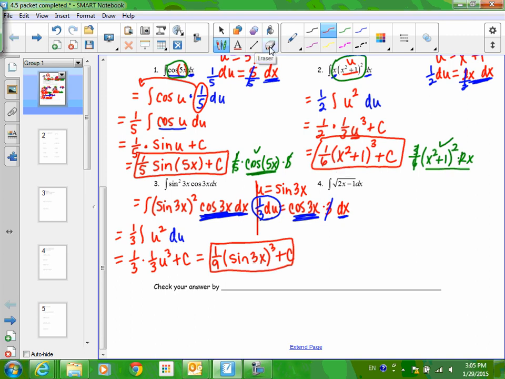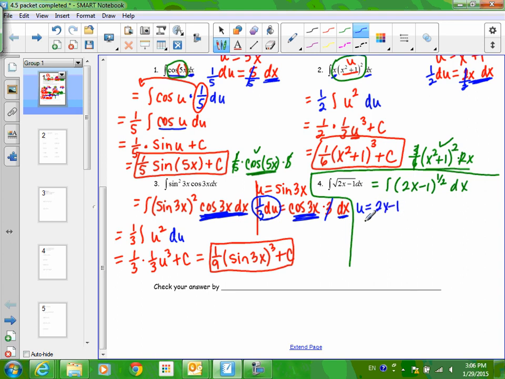All right, now I'm just going to write a line here, and I'm going to do this next problem in green. Now, are there any parentheses in number 4? No. So how do we write parentheses? To the 1/2 power. Okay, once you put those parentheses in, it should be obvious what your u should equal. So what does u equal?